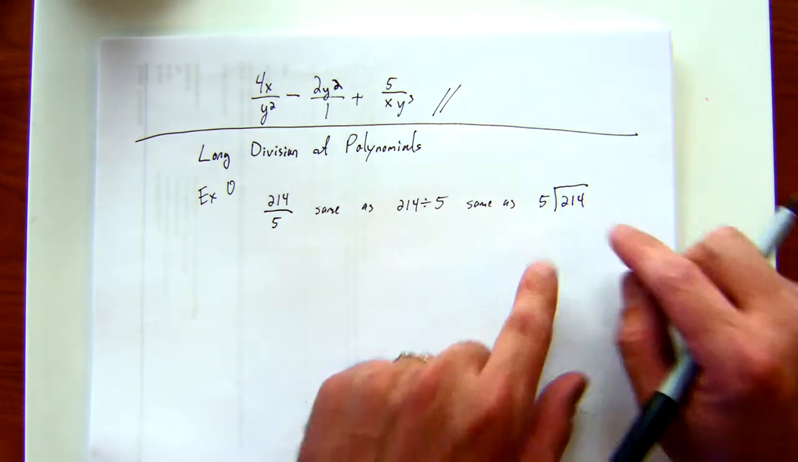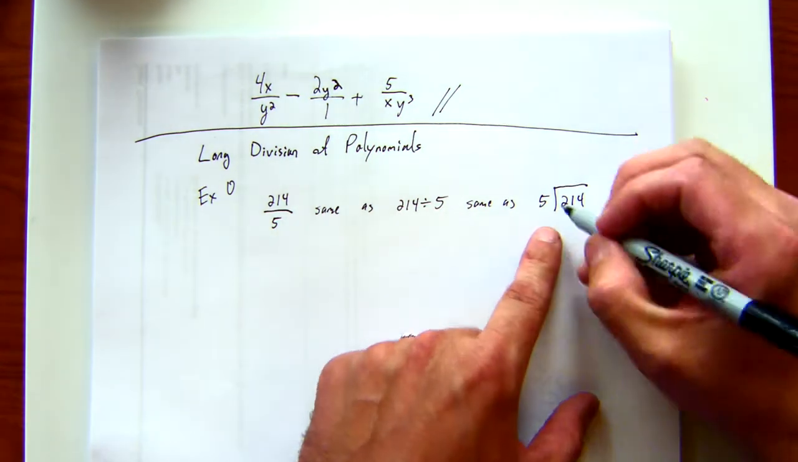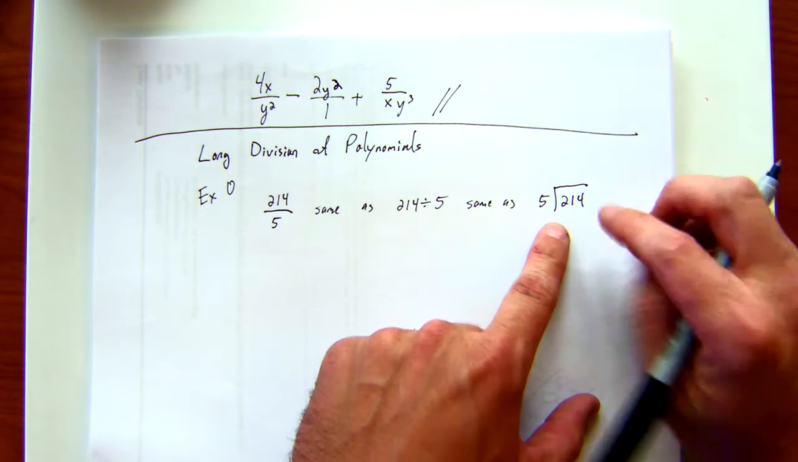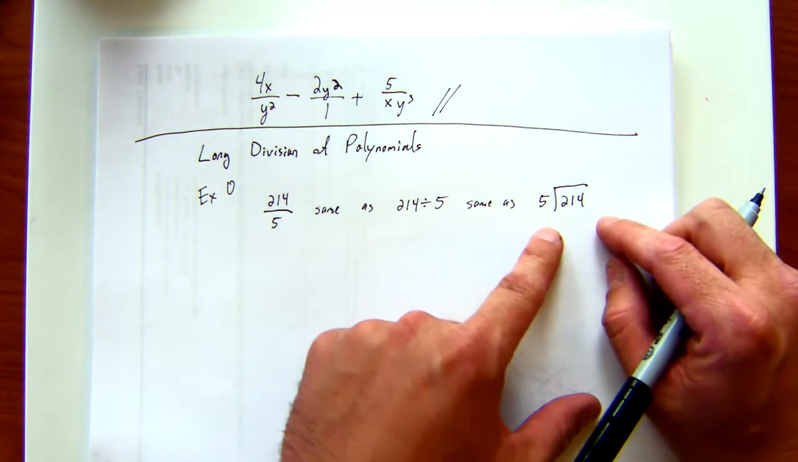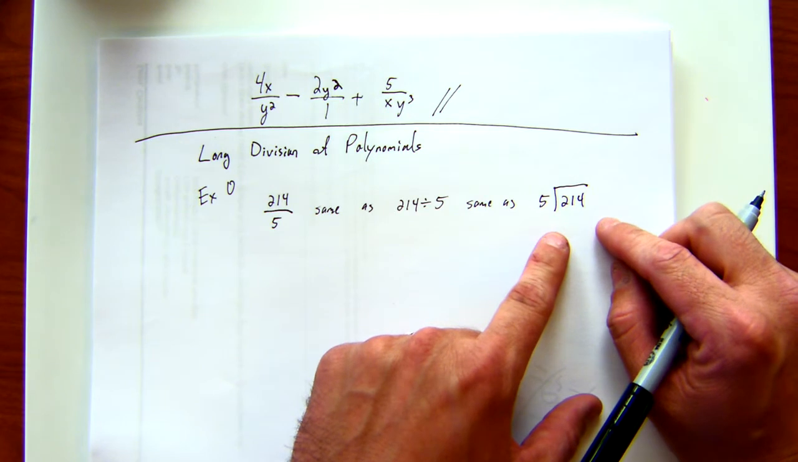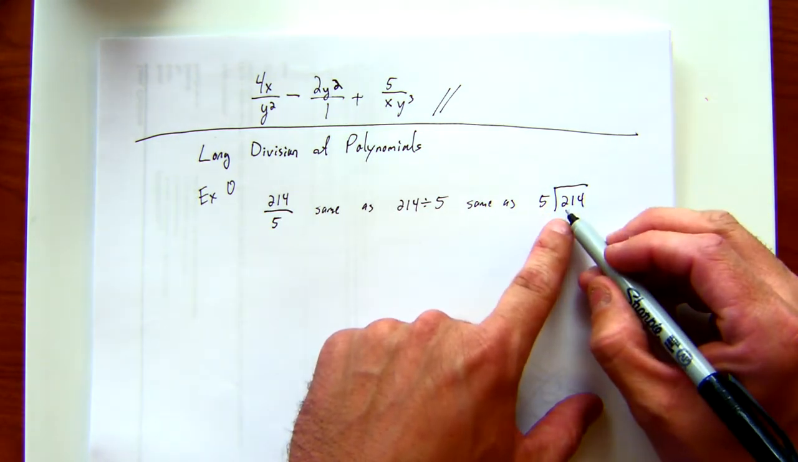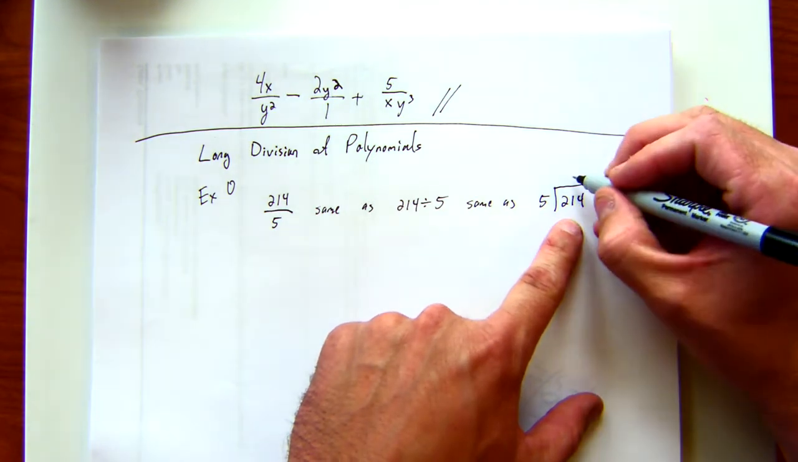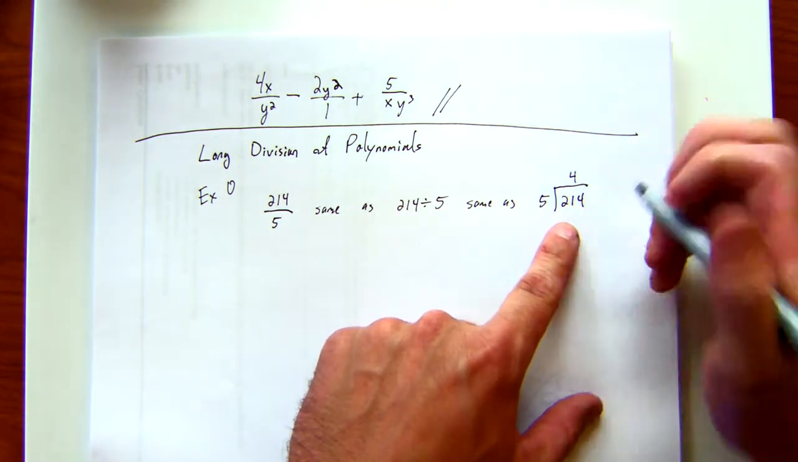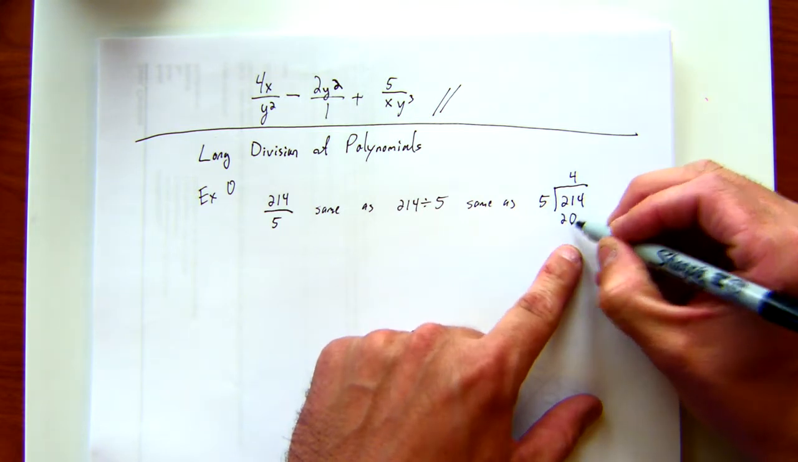Now, let's think about how do we do this? Everyone do this problem. How do we do long division with just numbers? Because basically that's all we're going to be doing, but with polynomials. 5 will not go into 2, but it will go into 21. So I put the 4 over the tens place of 21. 4 times 5 is 20.